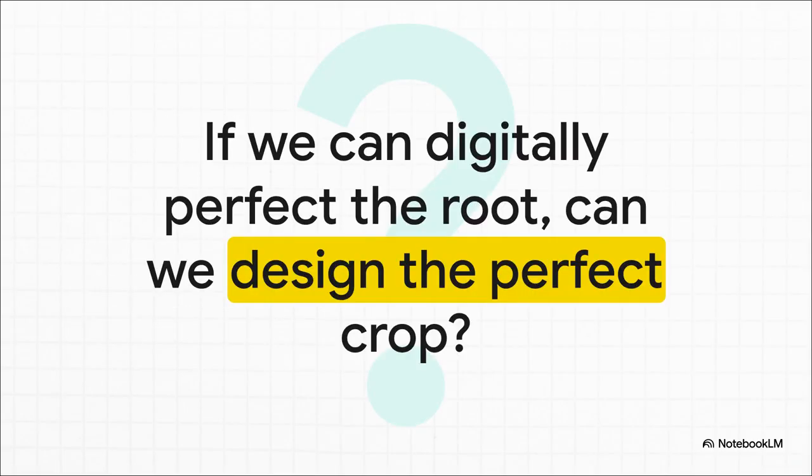And that brings us to a really mind-bending final question. If you can use a model like this to run thousands of virtual experiments, testing every possible environment, every nutrient recipe, every genetic trait, you can find the absolute perfect root architecture. So the question stops being, how do we grow this crop, and starts becoming, how do we design this crop? If we can digitally perfect the root, are we getting close to designing the perfect plant?